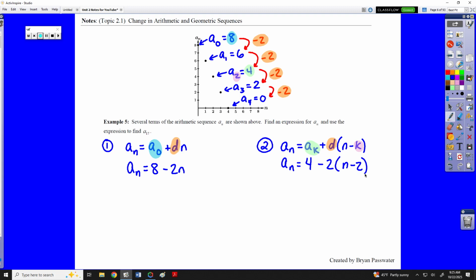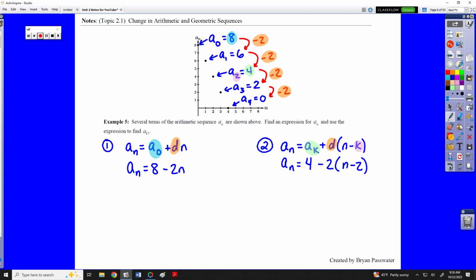Now these are really equivalent. These are the same exact rule. If you were to distribute the -2 and combine like terms, you would get 8 minus 2n. So it does not matter whether you use the initial term and the common difference, or any of those terms, 1, 2, 3, or 4, as the kth term, and write out the point slope-ish version. It doesn't matter. What matters is that we have an expression for a sub n. Either one of these would be an acceptable answer for a sub n, as would any other version where you use any of the other points as a sub k.